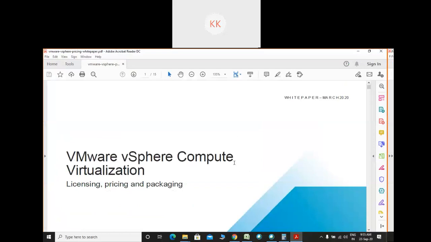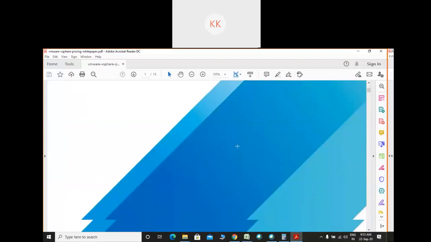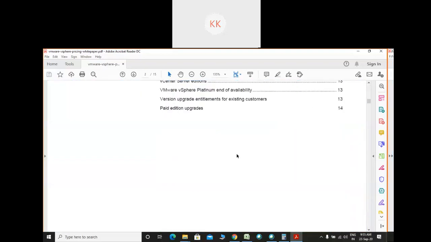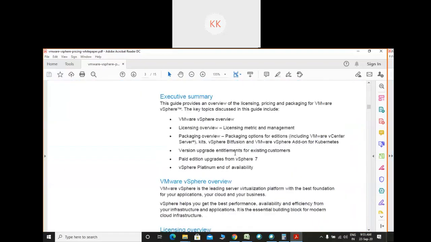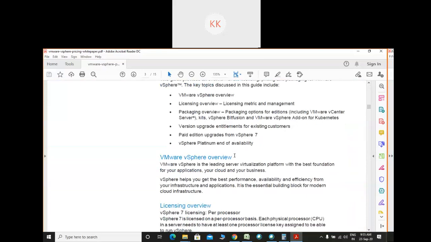VMware vSphere compute virtualization, licensing, pricing and packaging. I don't think you need this overview again. Can someone tell me what is vSphere? Can someone tell what is vSphere?